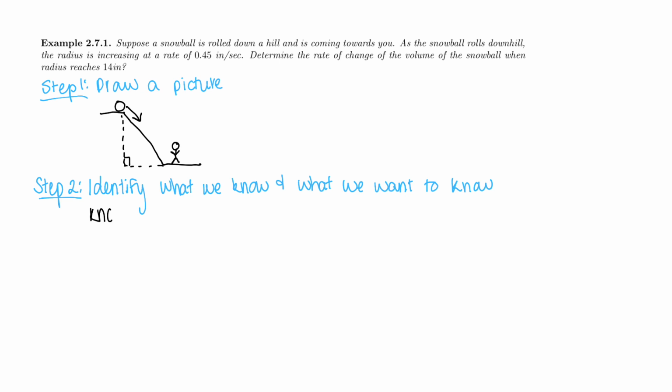I like to kind of just make two columns. I picked this up from my undergrad calculus teacher, and I think it's the most genius way to organize the information you have.